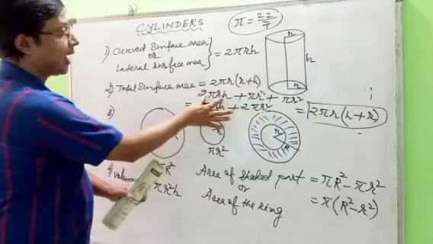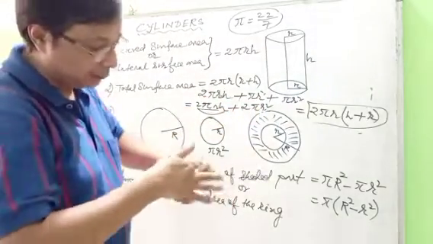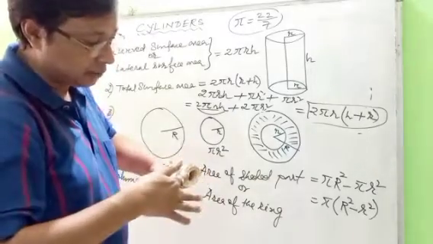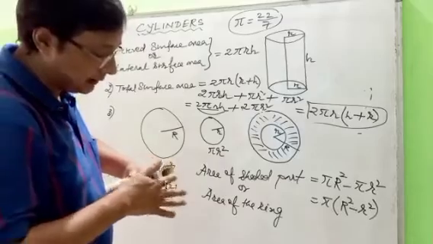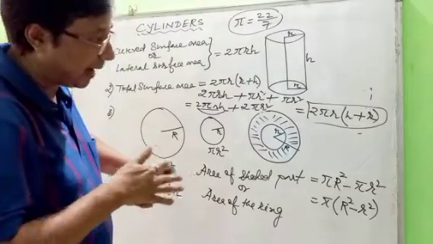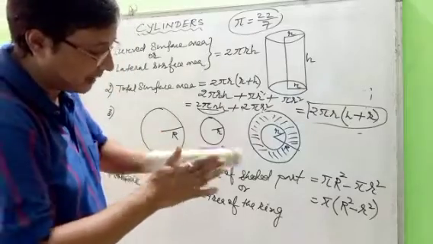So 2 pi r h. Then you take the two ends, so that both the ends are circular. So you get this. You get the area of a circle, using the formula pi r square. So pi r square, this one, this complete surface, and then this one.